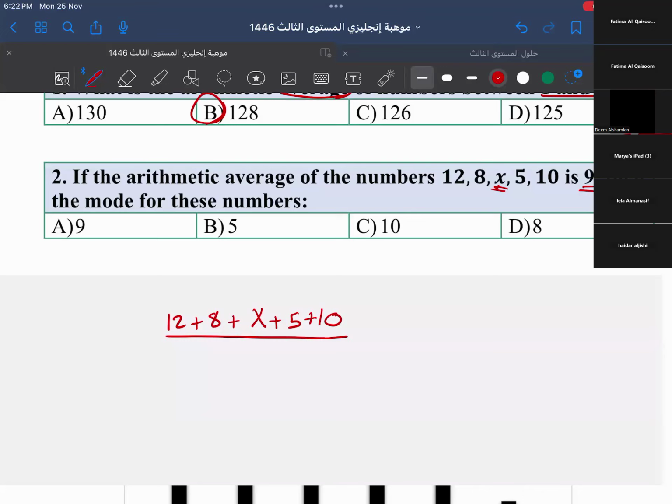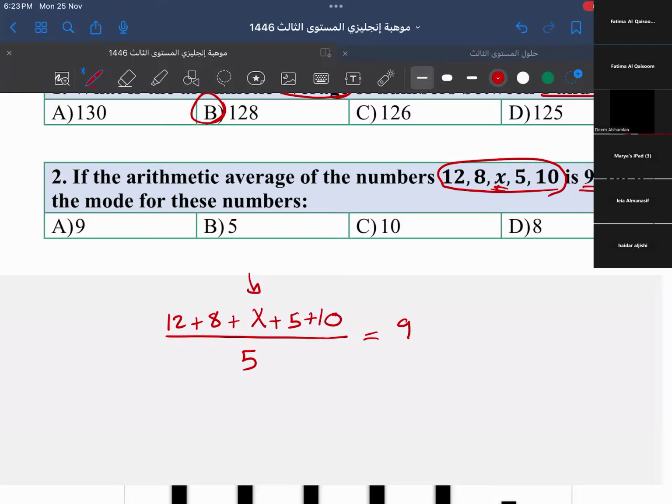Over what, team? I'm going to write over the number of these numbers. So how many numbers do we have? Here it is 5, right? The group of numbers I have is 5. So the denominator would be 5, and it equals 9. So this is the equation of the average. And now I just have to solve for x.